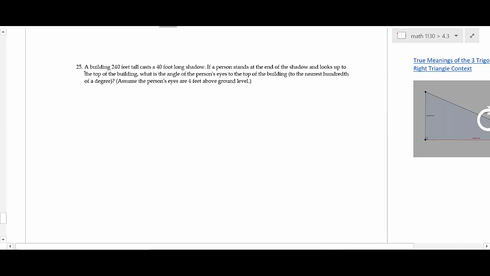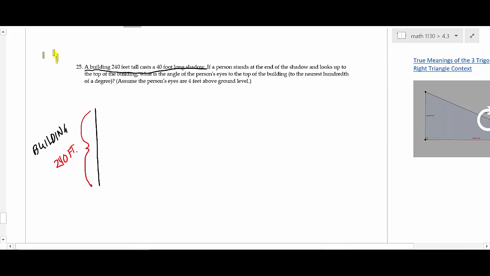So this one says a building 240 feet tall casts a 40-foot long shadow. A lot of times I just read a sentence, pause, and then draw a diagram for that. So this is going to be my building, and that's going to be 240 feet tall. It's good to write your units so you don't forget about them. Then it's casting a 40-foot long shadow.